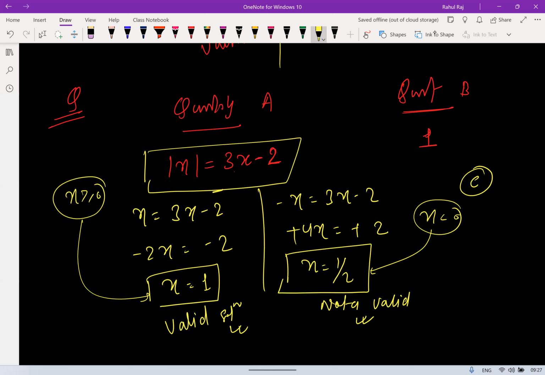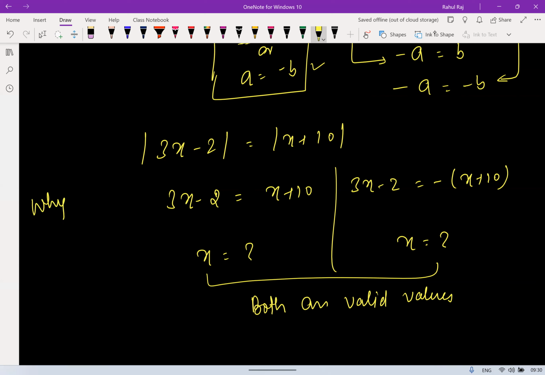You don't have to check the validity at all, Alexa. Both are valid values. Oh, really? Yeah. Here you don't have to check the validity. Validity should be only checked when mod is on one side of the equation. Remember that very properly. Here, if you try and check validity, you will be simply wasting your time. And tell me why both the values are valid values? Can you please answer it?